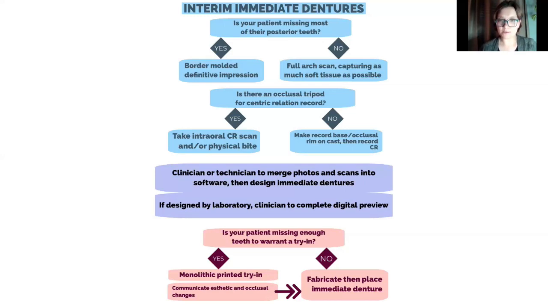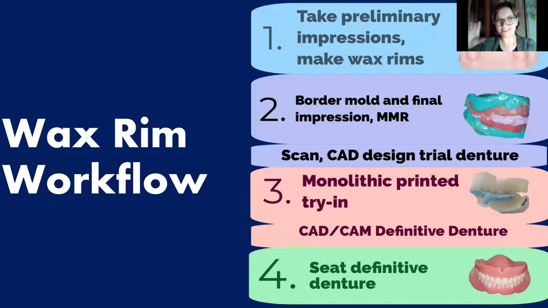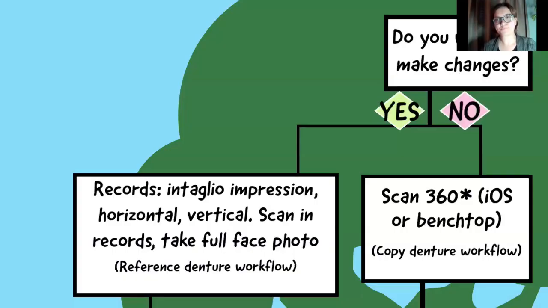This is my immediate denture flow chart that I use with my dental students. And this is kind of that basic wax rim workflow, for patients that come in with nothing. This is a super basic starting point for making digital dentures for patients with nothing. You start with some sort of impressions, usually a scan or an alginate. From there, you can either digitally or conventionally make a wax rim. Then that wax rim is used to take your final impression, your vertical, horizontal, and orientation records, and then you'll roll into your monolithic try-in and your final denture.